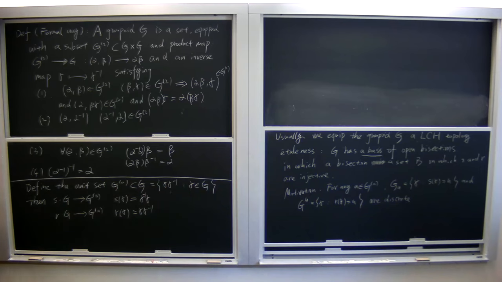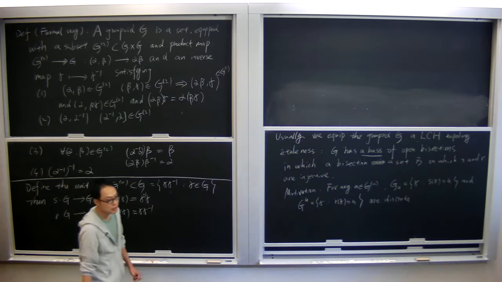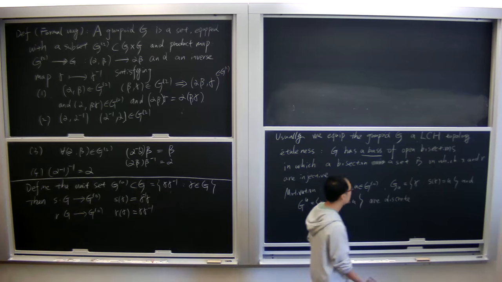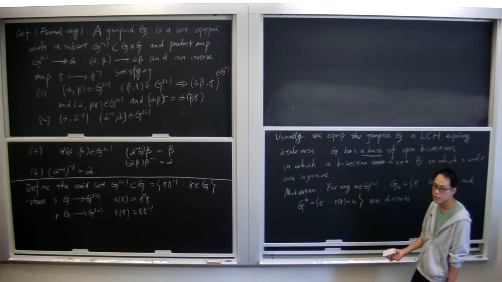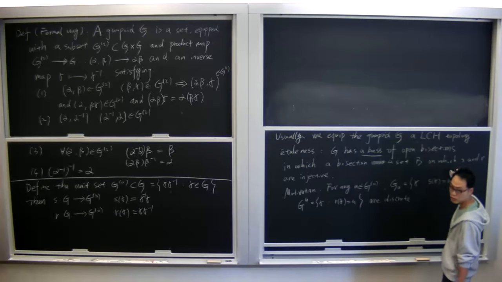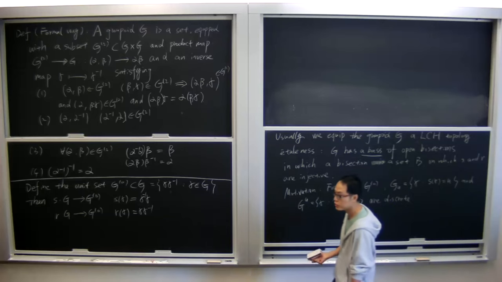I think you probably should assume images are open, right? Because if you're going to argue that based on this it's a local homeomorphism, then you probably need to assume the images are open. Yeah, I said it. So somewhere you need to add it, the mapping should be open.